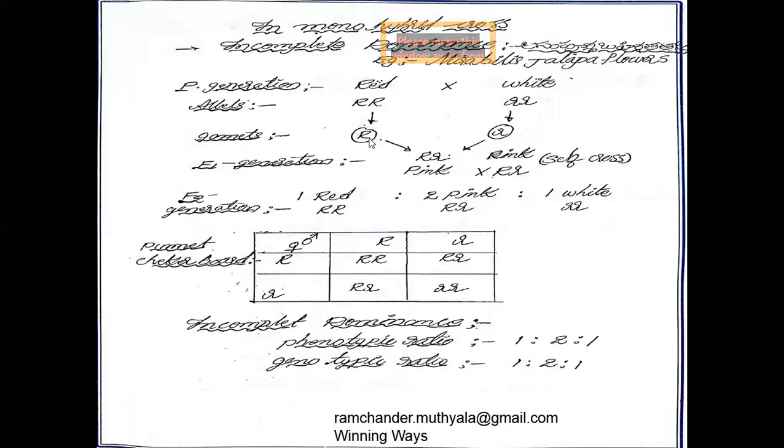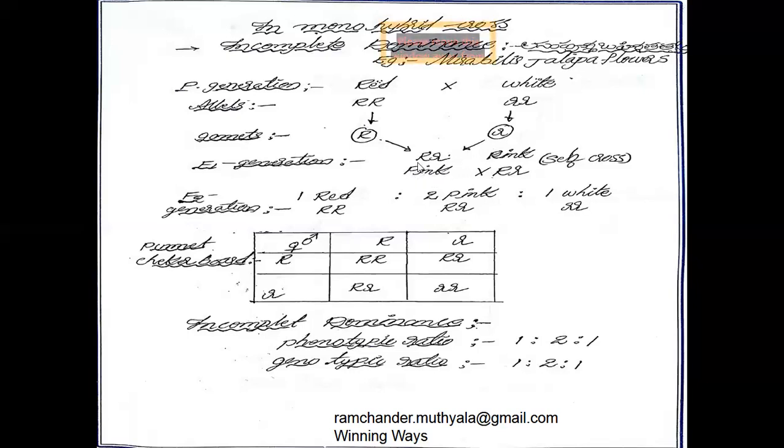These two parental plants produce two different types of gametes, capital R gamete and small r gamete, to form the F1 generation. The F1 generation phenotype is pink color flowers. Capital R cannot completely dominate the small r gene; the capital R gene is incompletely dominant over the small r gene. So they express pink color flowers in the F1 generation.